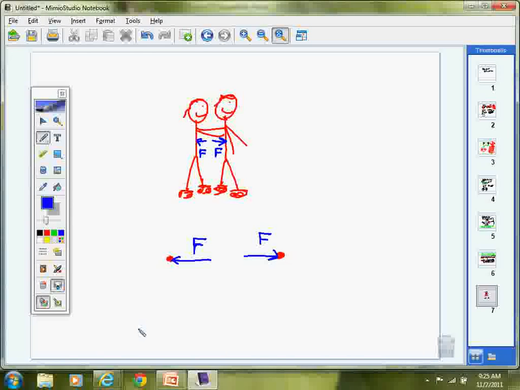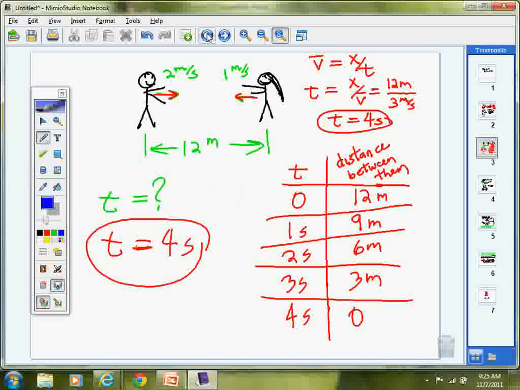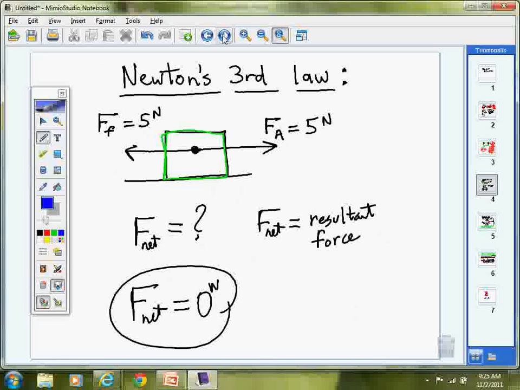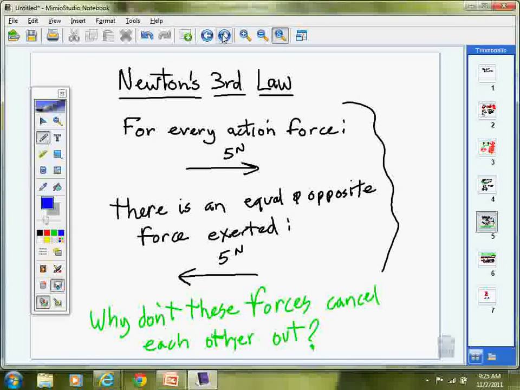So let's say Sammy and Jared weigh the same. Then would they both have the same accelerations? Yes. So, the little point I'm trying to make is, can forces cancel each other out? Yeah, if you have two forces acting on the same object, they can. Okay? However, action-reaction forces never cancel each other out because they're acting on different objects. Okay.